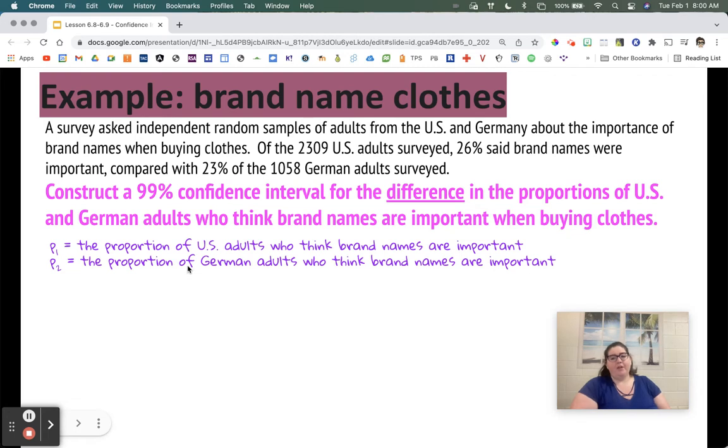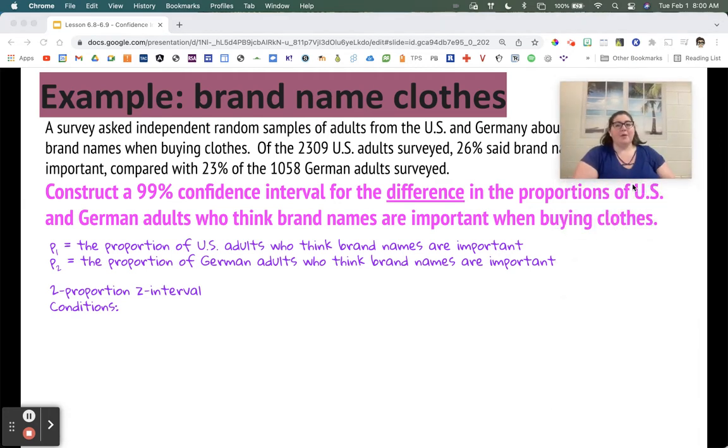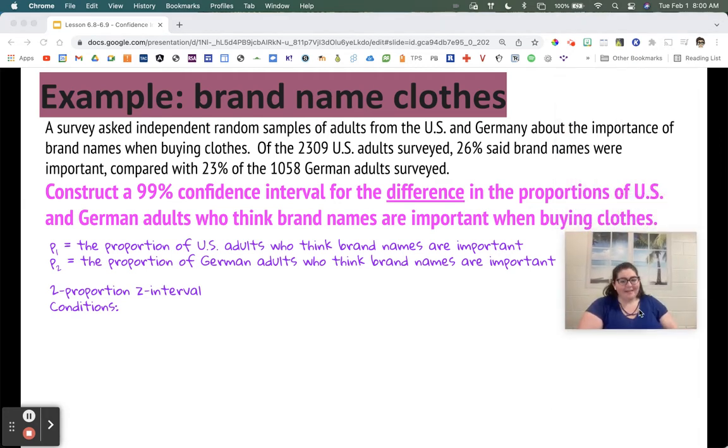So that's another way you can do it, is to write it out as just the difference, since that's what we're estimating. Second step is to state. So we're going to state the type of interval we're doing, so two proportion Z interval, and then we're going to state our conditions. So our first condition is, do we have random samples for both groups, but also do we have independent groups that are separate from each other and don't affect each other?